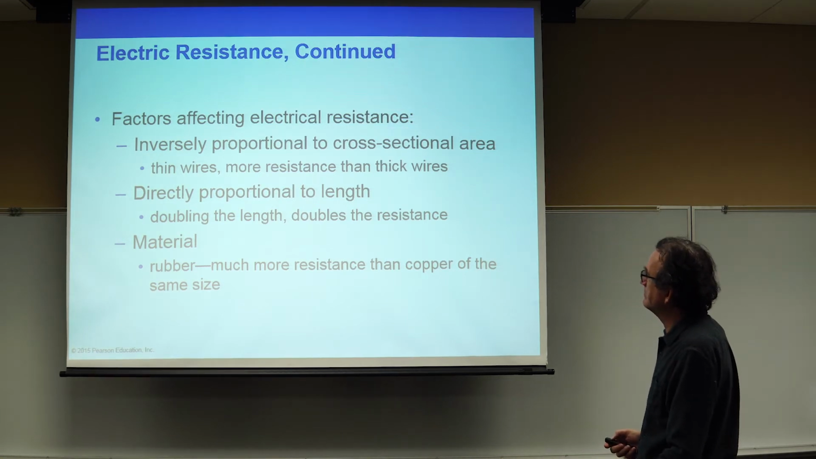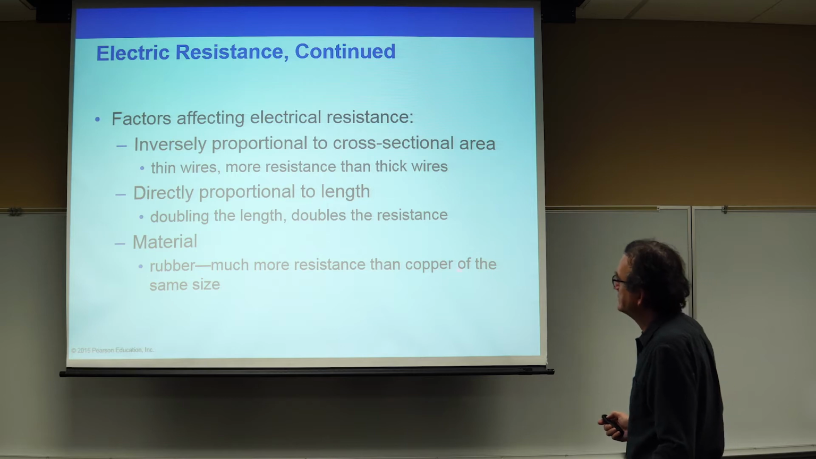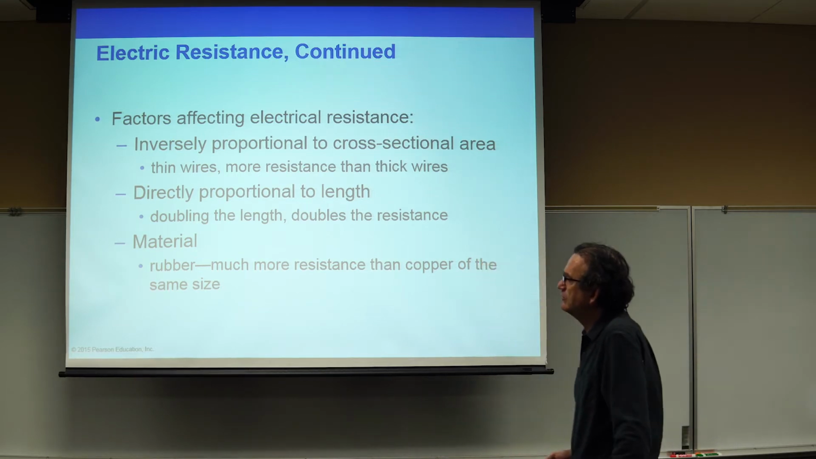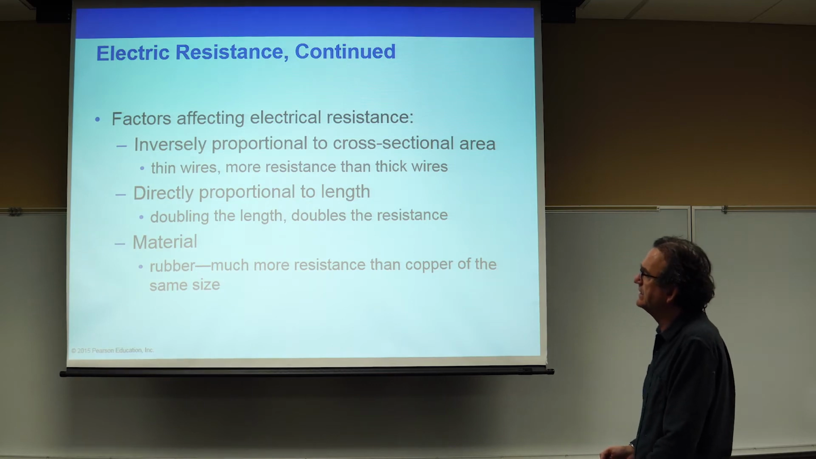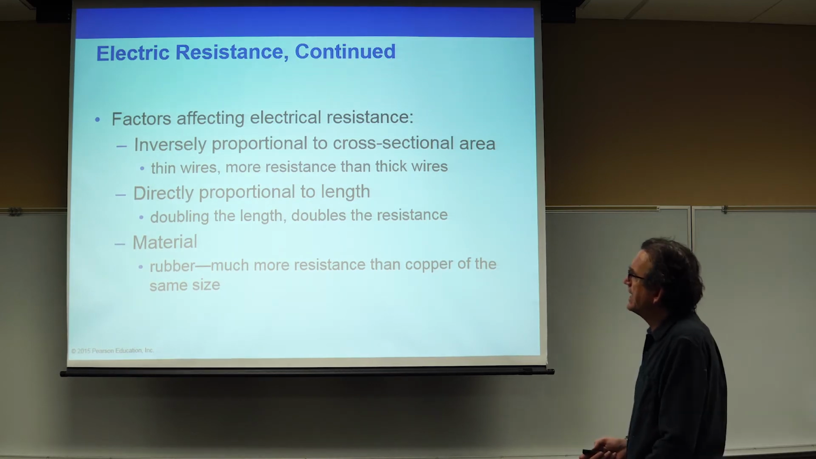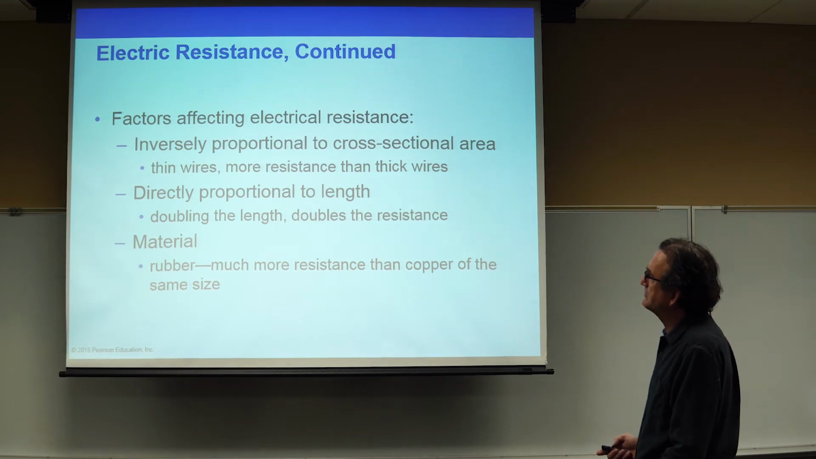Materials such as rubber are much more resistant than copper of the same size. Rubber, as we've said, is an insulator in the category with glass and plastic and fur and hair and those types of materials. Not that those are really used in electric resistors, but they're mentioned here just for completeness.